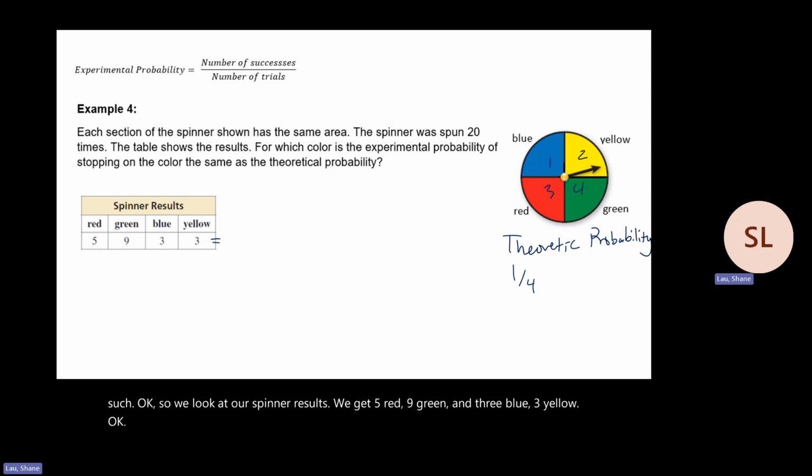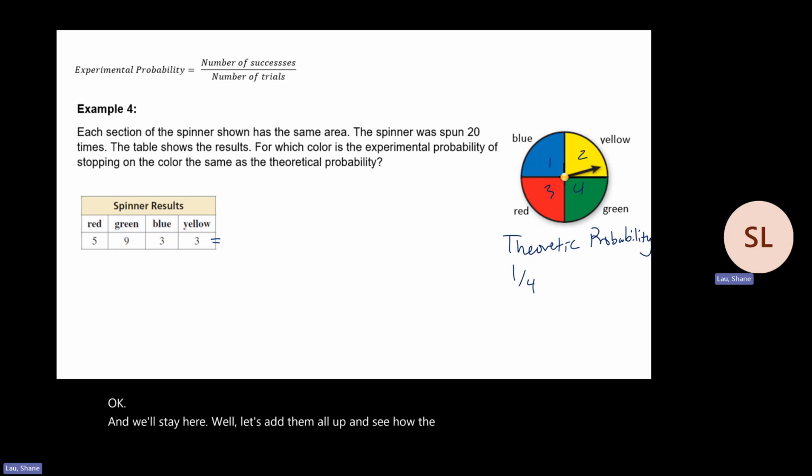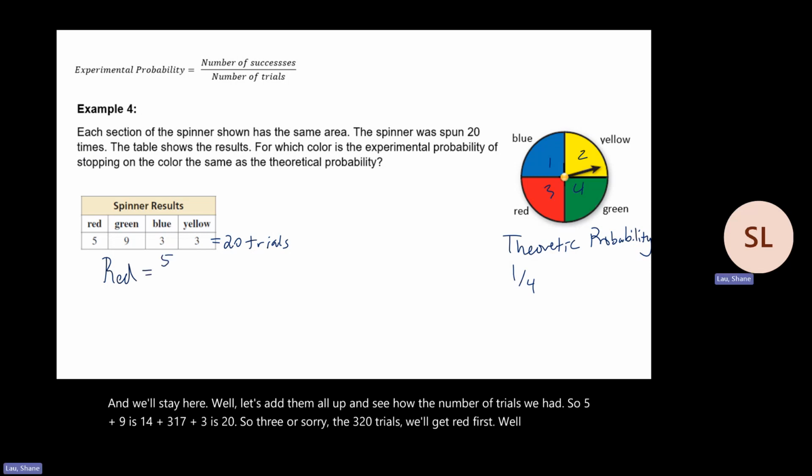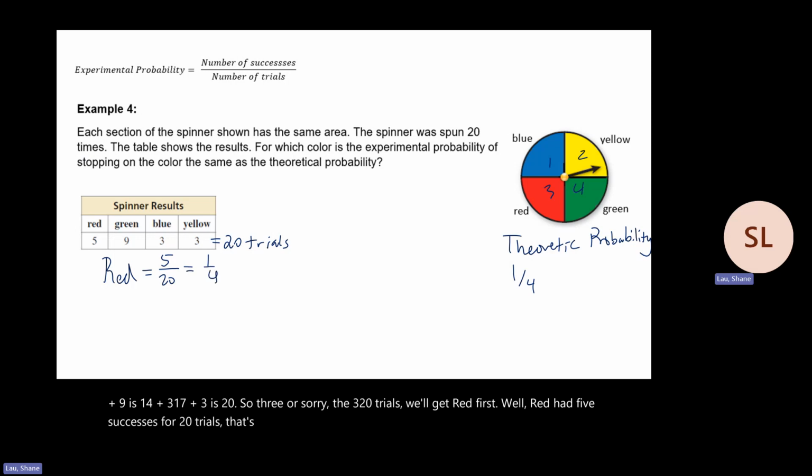Okay. And we'll say here, well, let's add them all up and see the number of trials we had. So 5 plus 9 is 14, plus 3 is 17, plus 3 is 20. So 20 trials. We'll look at red first. Well, red had 5 successes for 20 trials. That's 1 out of 4. Okay. That does match our theoretical probability. That's going to be a check mark.